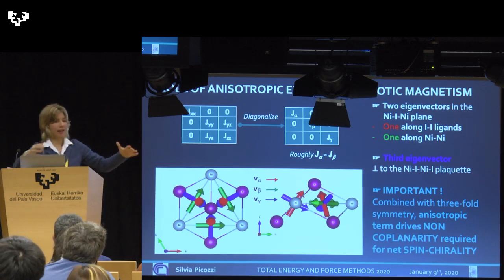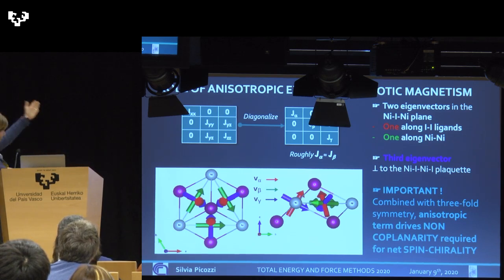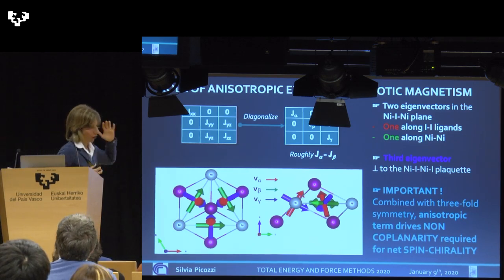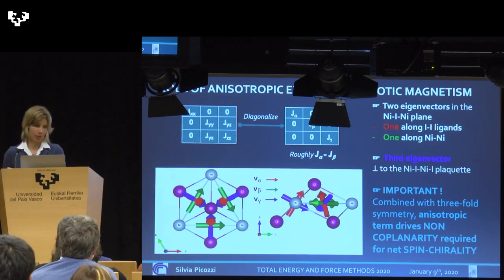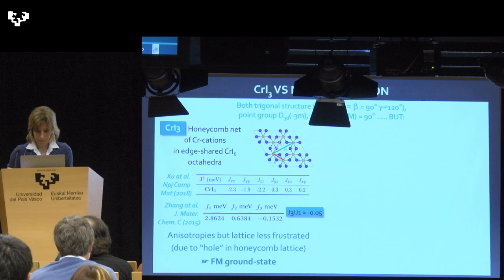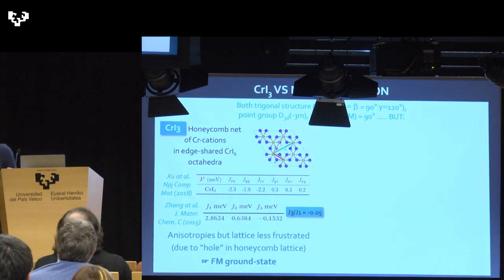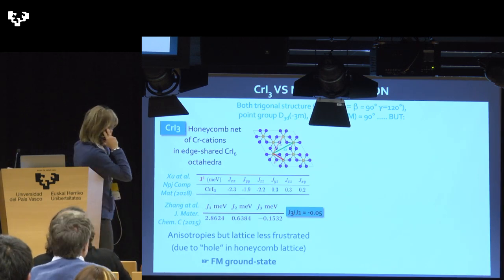Of course, to have a spin chirality, you need non-coplanarity. And we really believe that this is the source of the non-coplanarity that then gives rise to the topological charge. So the question is, can one have a similar thing in chromium I3?